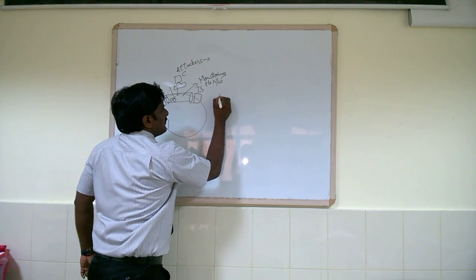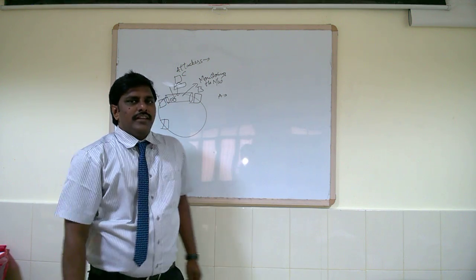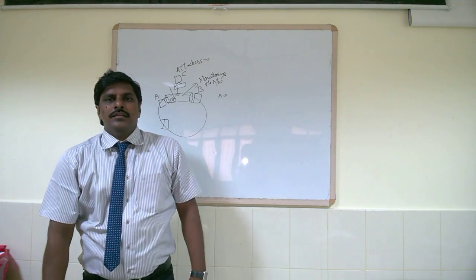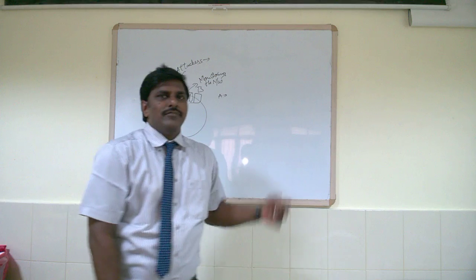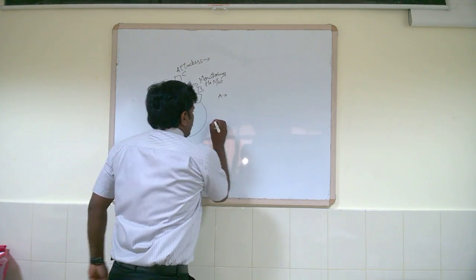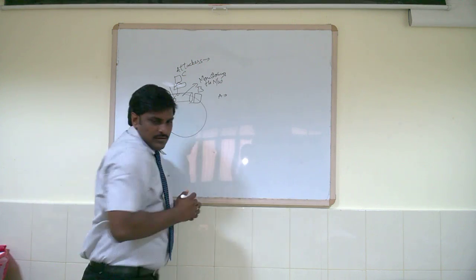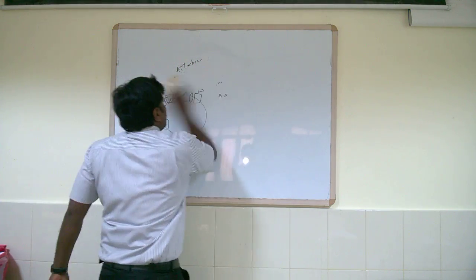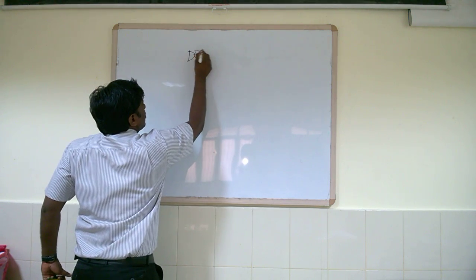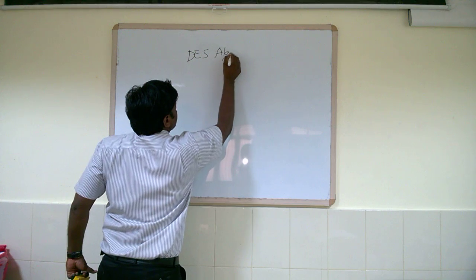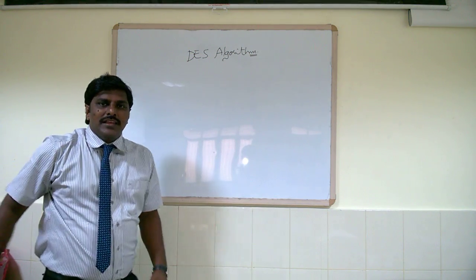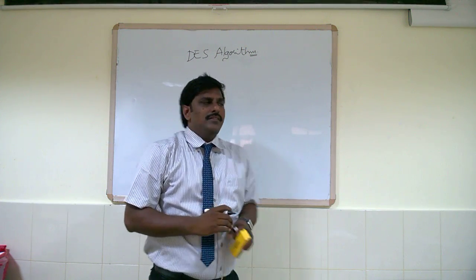Initially, A uses substitution and transposition techniques to encrypt the data. These techniques have vulnerabilities. Why? Because the attacker will easily get the data. To avoid this, we are introducing a concept called the DES algorithm. It is mainly used for encryption and decryption.